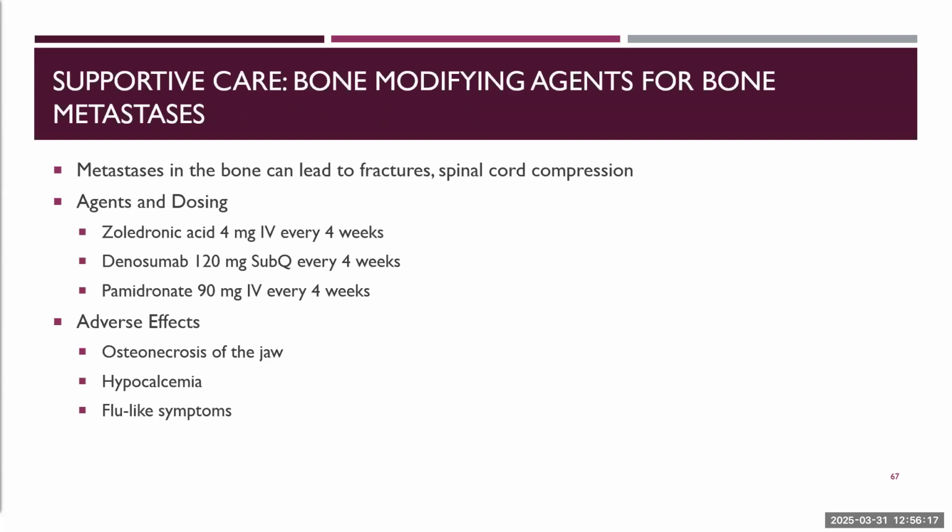A little bit different in terms of bone modifying agents for bone mets versus bone health, which is just making sure that their bones don't become too weak. Metastatic disease in the bone can lead to fractures and it can potentially lead to spinal cord compression. So agents that we have to treat bone mets include zoledronic acid, 4 milligrams IV every 4 weeks. Denosumab, which is sub-Q, is 120 milligrams every 4 weeks. And then you can also consider pamidronate 90 milligrams IV every 4 weeks as well.